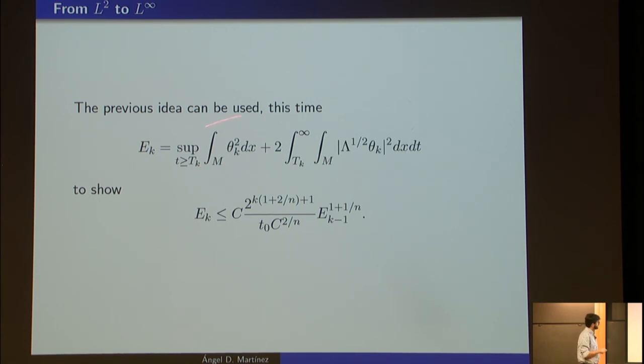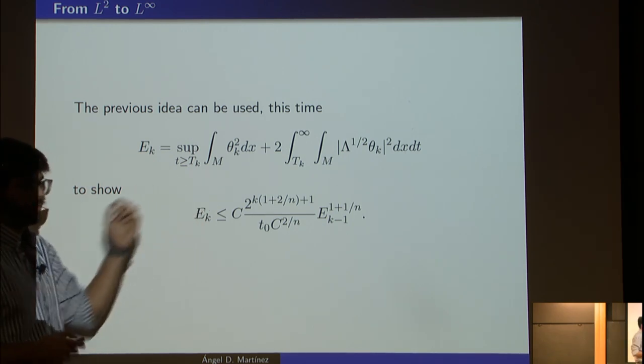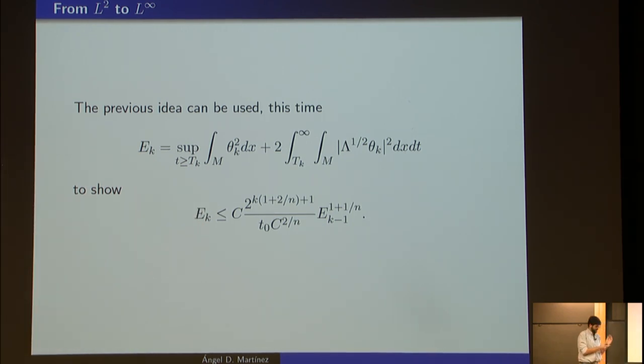So, this is for a global bound. I mean, this is working on the whole manifold, as you can see. So we will get that if the L2 energy in the whole manifold is bounded, then the L infinity norm is going to be bounded.